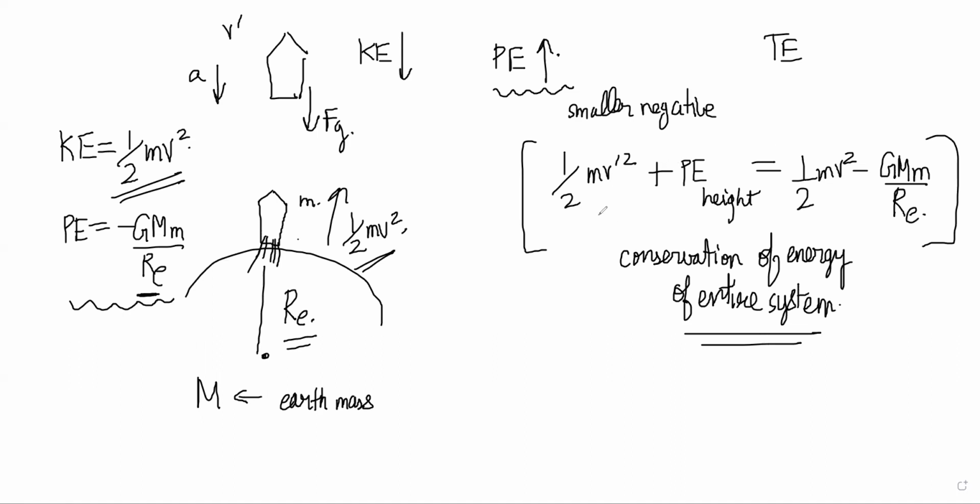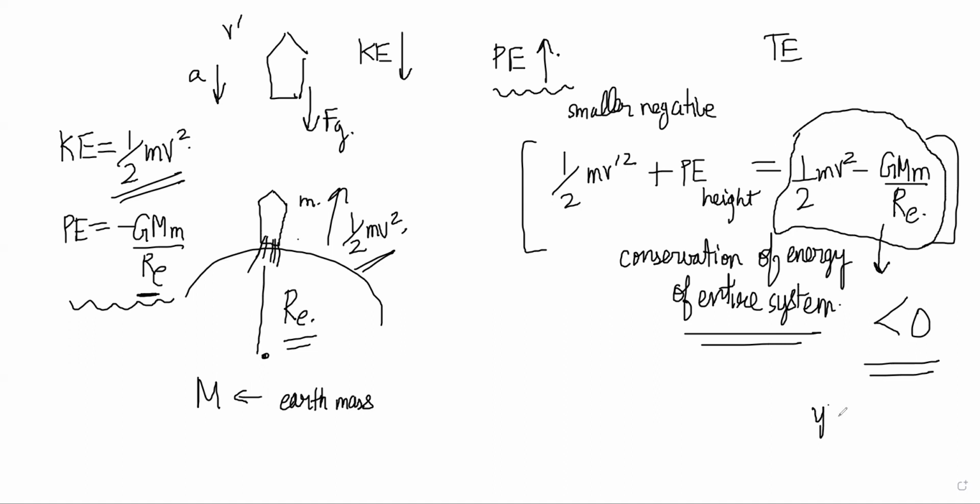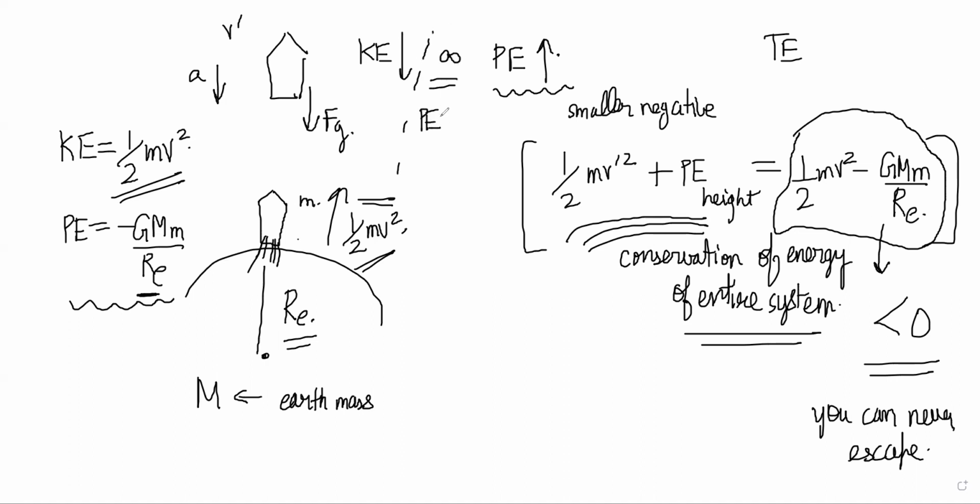Now the point is that if your initial starting value here was less than 0, you can never escape. You can never escape Earth's gravity. Why? Because if it was less than 0, then no matter what you do, this is also less than 0, right? But think about what happens if the initial starting value was equal to 0 or more than 0. If you got enough kinetic energy that this exceeded the negative potential energy at the surface, then you could potentially reach infinite separation, because at infinite separation potential energy is 0, and maybe you reached infinite separation with 0 kinetic energy, right?